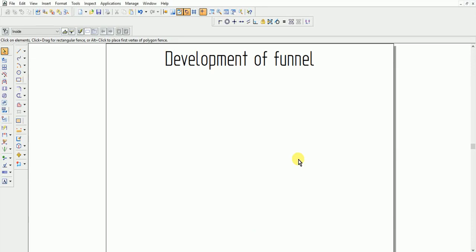Hello everyone, in this video I would be showing you the development of the funnel. The development of pentagonal prism, hexagonal prism involved seaming, whereas the development of the truncated square based pyramid involved the process of shouldering. Here we would be doing shouldering in order to join two components. Funnel involves the frustum of a cone as well as a cylindrical part.